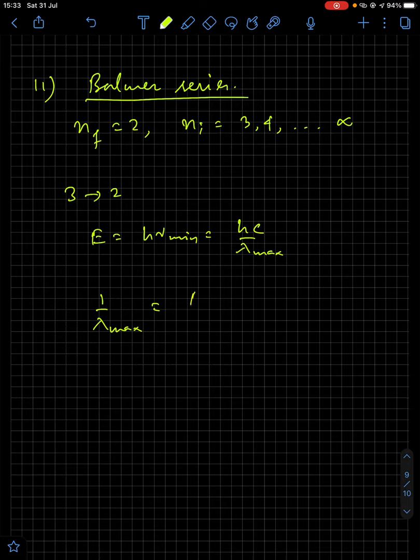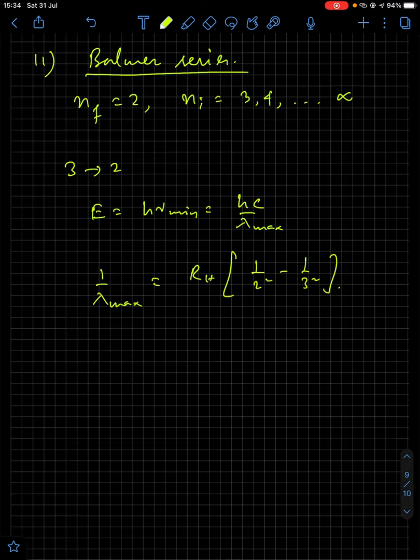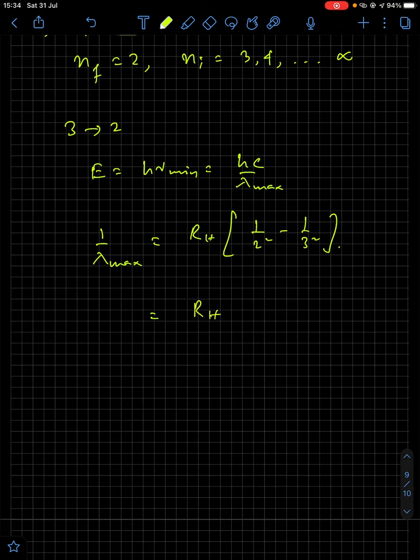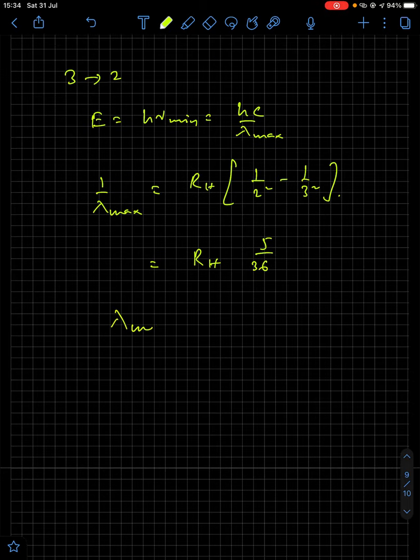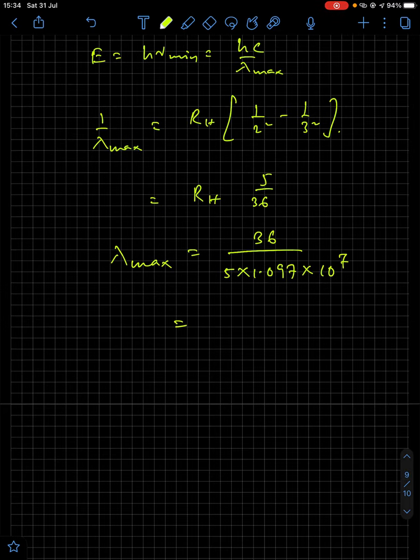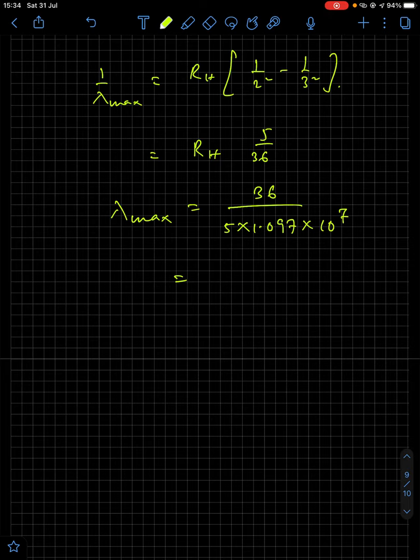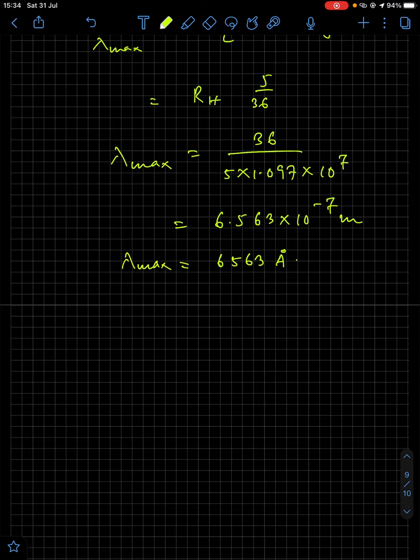So in that case also, if you want to calculate, RH 1 by nf square, 1 by 2 square minus 1 by 3 square. So that is giving you 9 minus 4, 5 by 36. Now if you take the reciprocal, it equals 36 by 5 into 1.097 into 10 to the power 7. So this calculation will get you 6.563 into 10 to the power minus 7 meter. So this is 6563 angstrom we can write down into 10 to the power minus 10 meter, right? So this is lambda maximum.